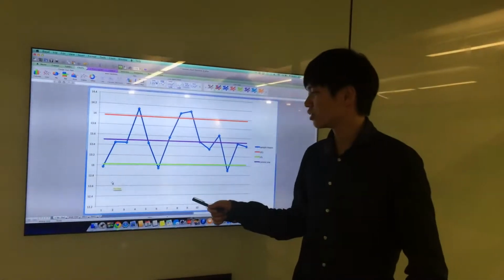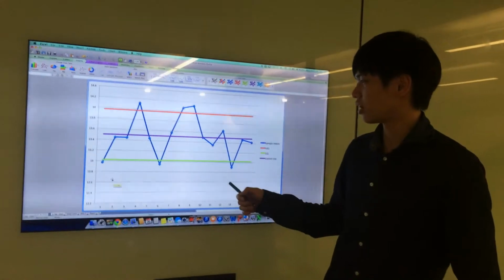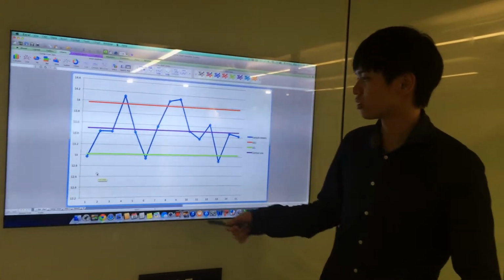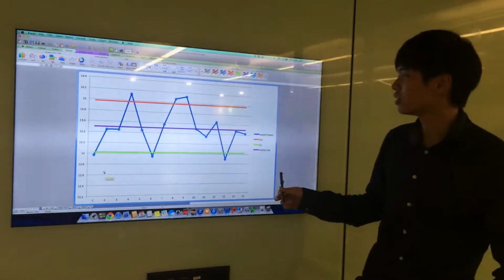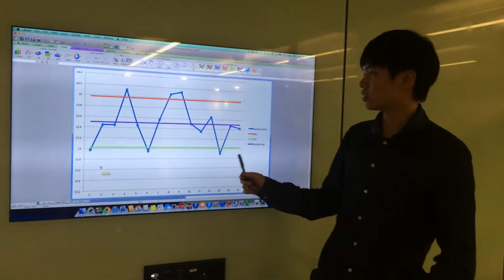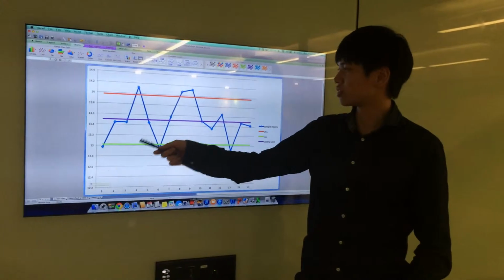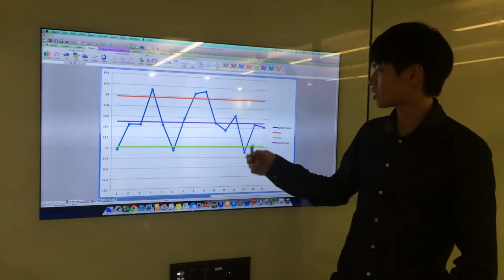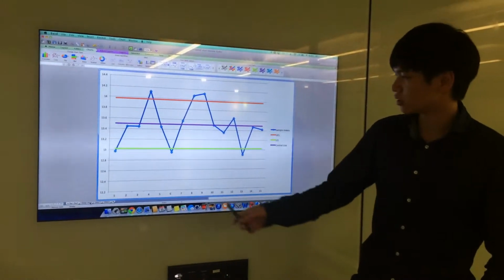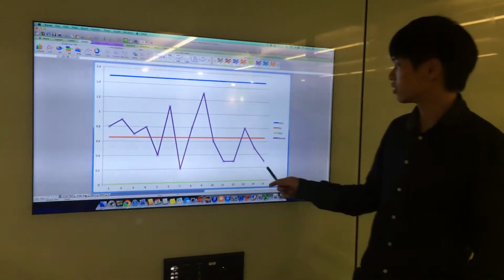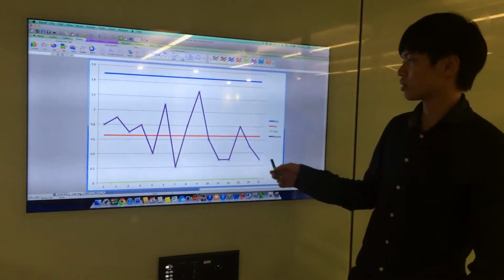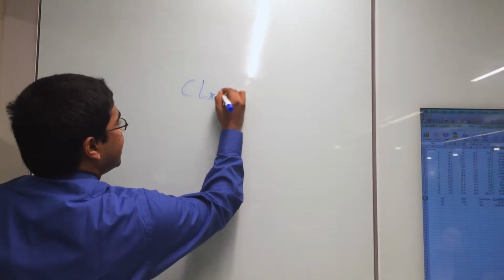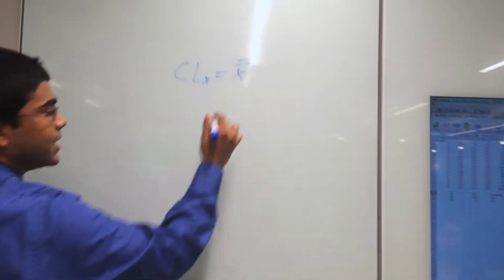On the data we calculated, I made two charts. The first chart is the X bar chart, and from this chart we found there are 6 samples out of control. About the range chart, all of the samples are under control. The central line of the X bar chart is just the grand mean of all the X's we got.